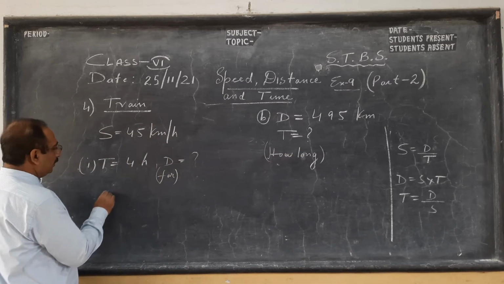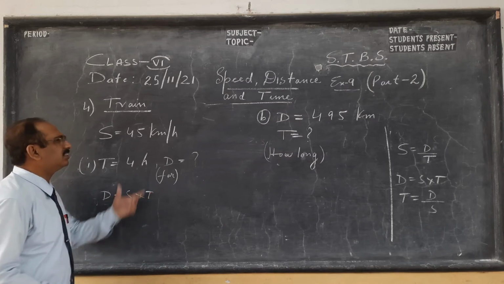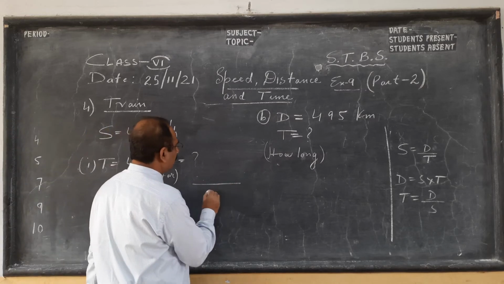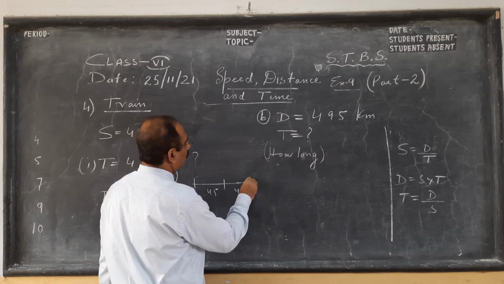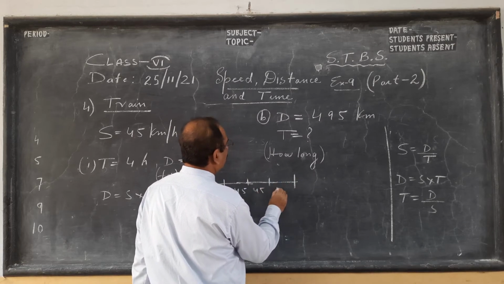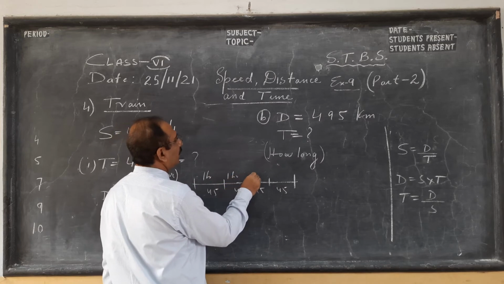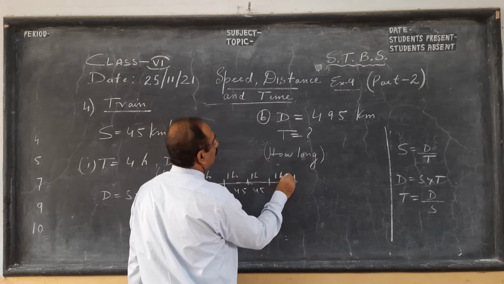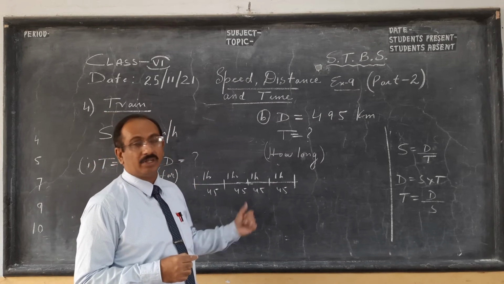Okay, so for distance we use the second formula, speed into time. Common sense, I told you. 45 kilometers in 1 hour. So see, the fundamental logical method: 45, 45, 4 hours, 1 hour 45, 1 hour 45, 1 hour 45, 1 hour 45. So in 4 hours you will see it will go 45 4s are 180 kilometers.